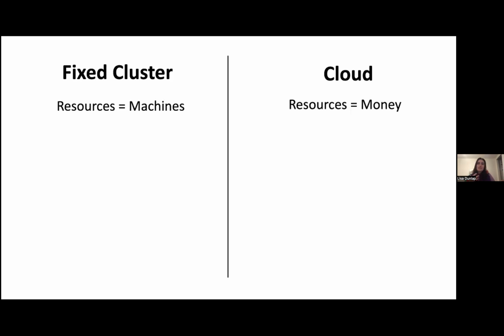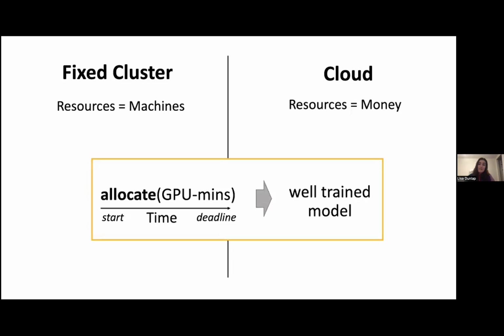For a fixed cluster, your resources, or your budget, is usually the number of machines you have. And in the cloud, your resources are some monetary budget. Now you can translate both of these settings into the same problem of how we can allocate machine time or GPU minutes to trials throughout our experiment in order to get a well-trained model by our deadline. But the key difference is how you're constrained in solving this problem.